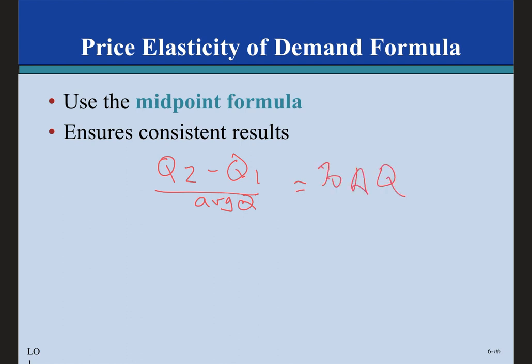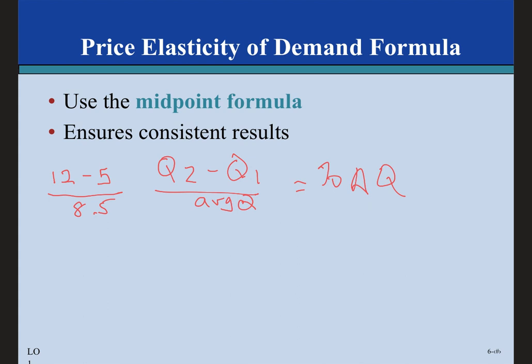And we're doing the second quantity, so we can plug in what we had before. The second quantity was 12. The first quantity, I believe, was 5, over the average. The reason we use the average is so that we can create a consistent elasticity between points A and B and B and A. So the average between 12 and 5 is 8.5.